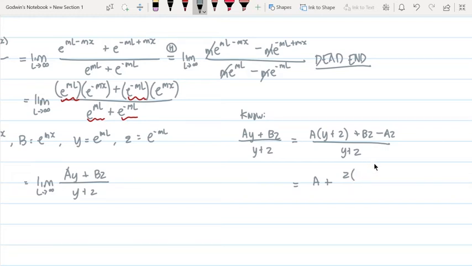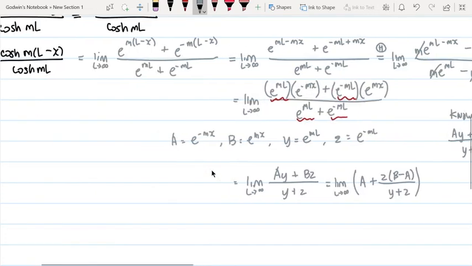Was I right in doing this? Yeah. Okay, so let's group the z out. We're gonna have z times b minus a over y plus z. So we can make it like this. Limit of a plus z times b minus a over y plus z.